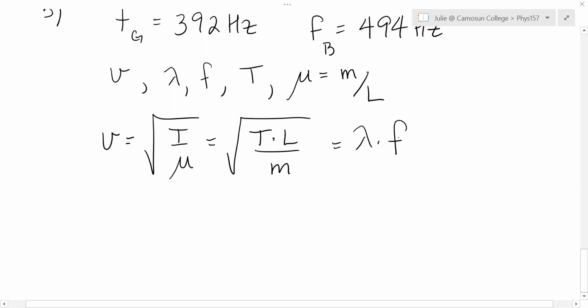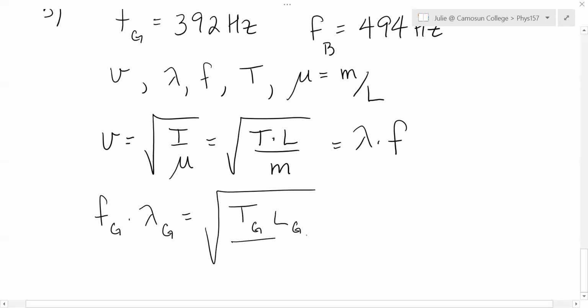Okay, now I'm going to write this out. This is true for each string independently. So I'm going to write it out as frequency of the G string times wavelength of the G string must equal the square root of the tension in the G string, length of the G string over the mass of the G string. Okay, that's equation number 1.